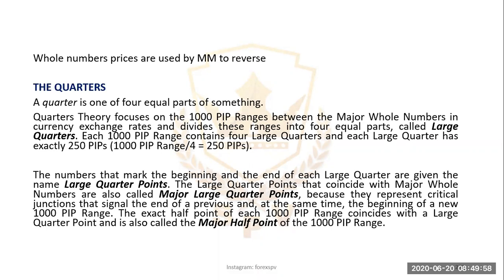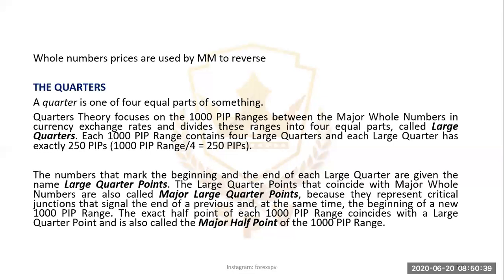By definition, a quarter is one of four equal parts of something. Quarter theory focuses on the 1000 pip range between major whole numbers in current exchange rates, and then divides the 1000 pip range into four equal parts. The four equal parts are termed large quarter points. So from one large quarter point to the other lies 250 pips. It's a 250 pip range.